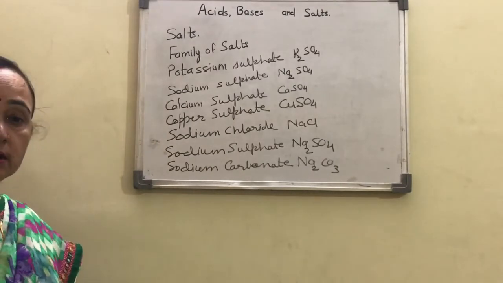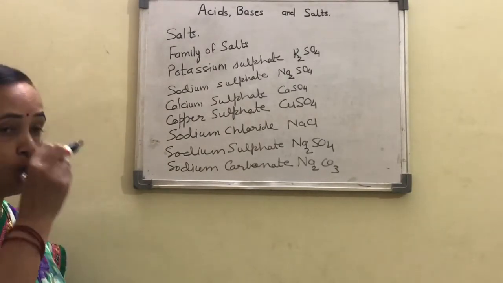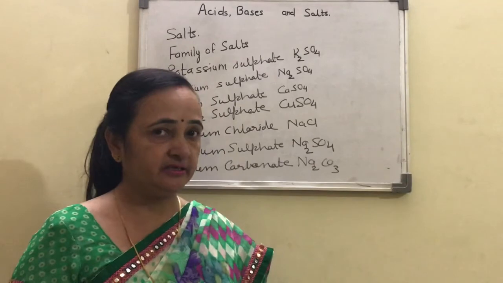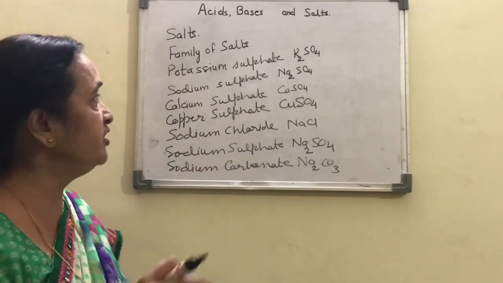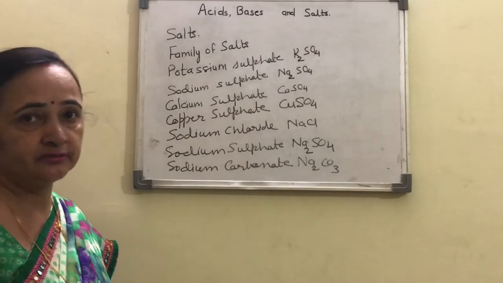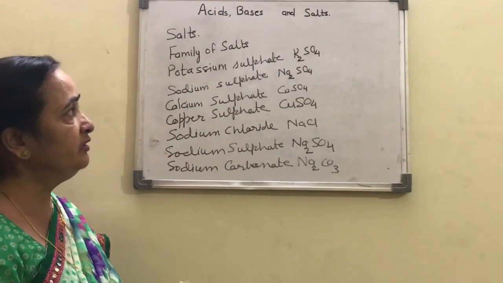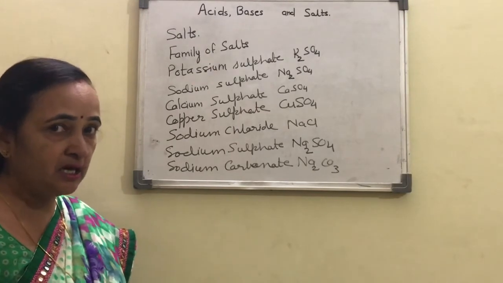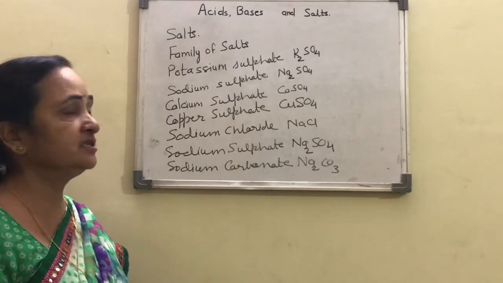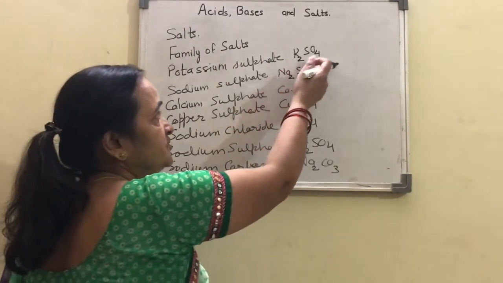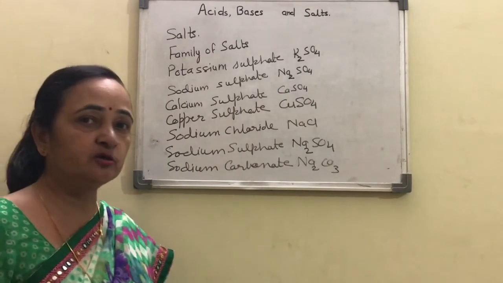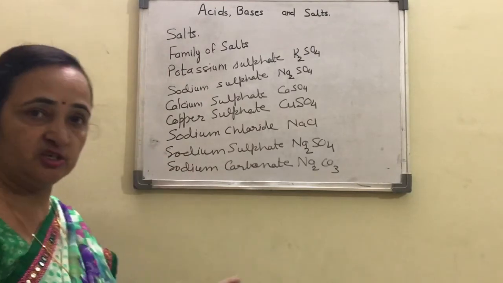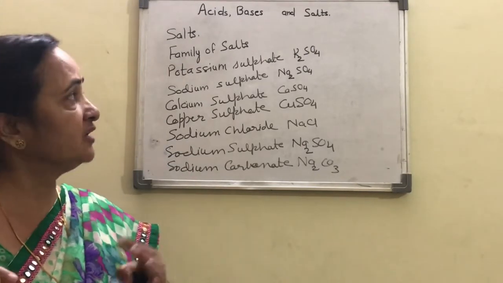So now one thing is very special in this, that all these salts are formed by the reaction of some base and some acid. So if we have to find out which acid and which base are present in it, we will dissolve it in water, and whatever base is formed, it means that base is there, and whatever acid is formed, it means that acid is there. So when you dissolve potassium sulfate in water, you will get potassium hydroxide and sulfuric acid. It means the base is potassium hydroxide and the acid is sulfuric acid.